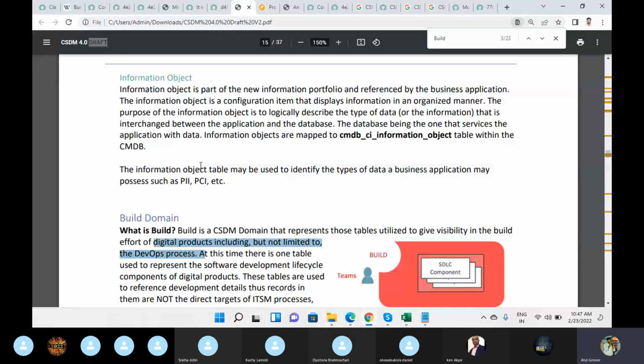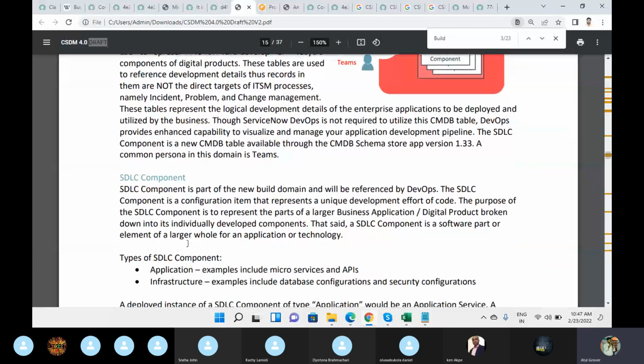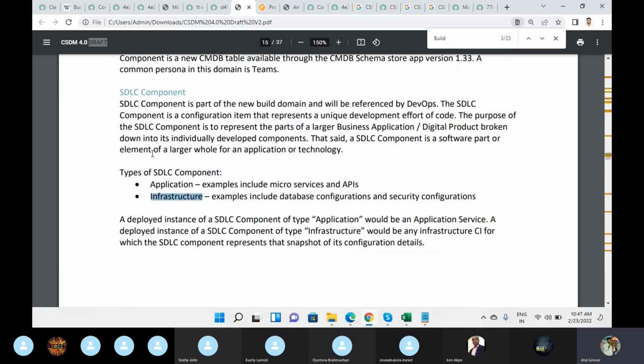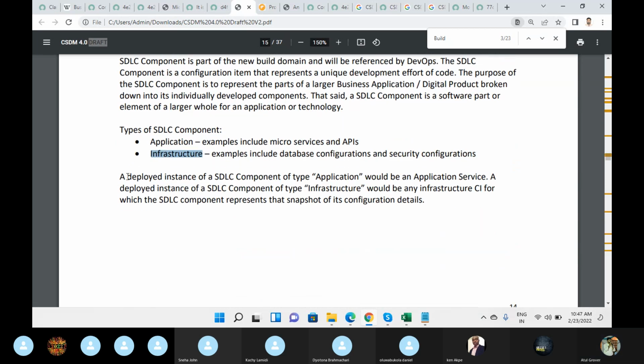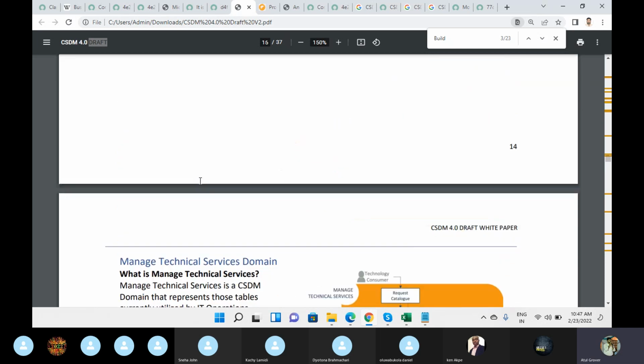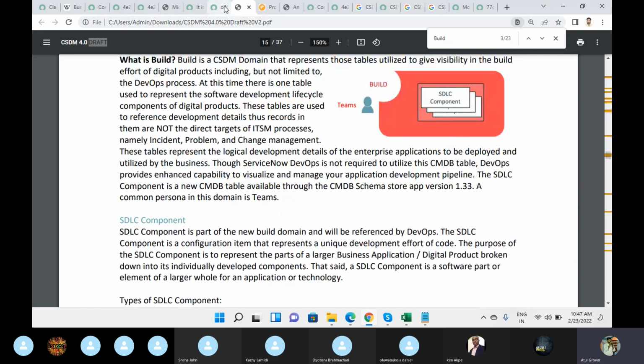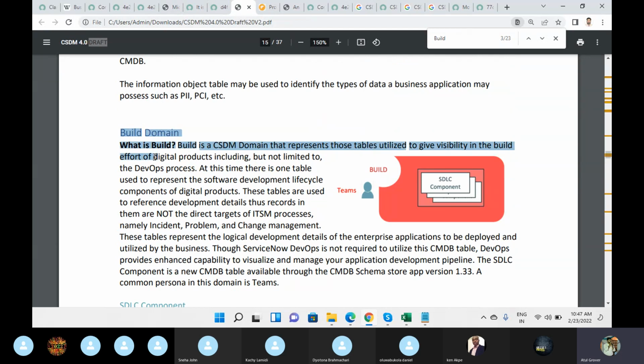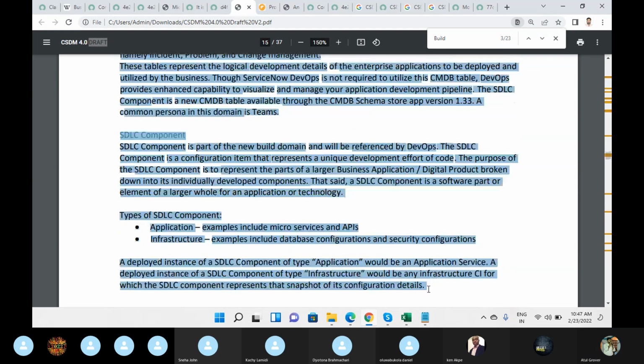I'm sure that you will be confused. Just understand one thing, that the build domain has been introduced from the DevOps perspective, to see if I'm making a change at a table level somewhere, how much effort is required. And that includes the SDLC component, my application and my infra. It is not for the end user. It is completely for the deployment team. Okay. Rest, no changes are there as of now. So what you have to do now, go through and read about this CSDM 3.0. And if you get a chance, read about 4.0 up to this part only. Only this part. Nothing much.